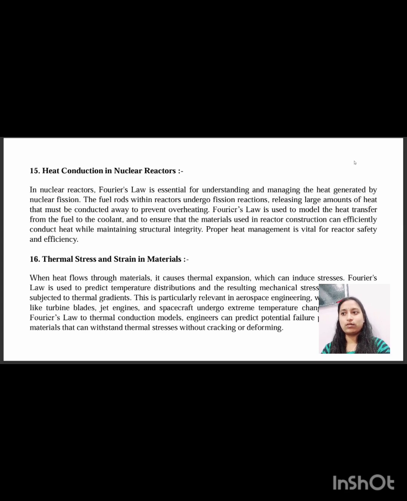Fourier's law is used to model the heat transfer from the fuel to the coolant and to ensure that the materials used in reactor construction can efficiently conduct heat while maintaining structural integrity. Proper heat management is vital for reactor safety and efficiency.